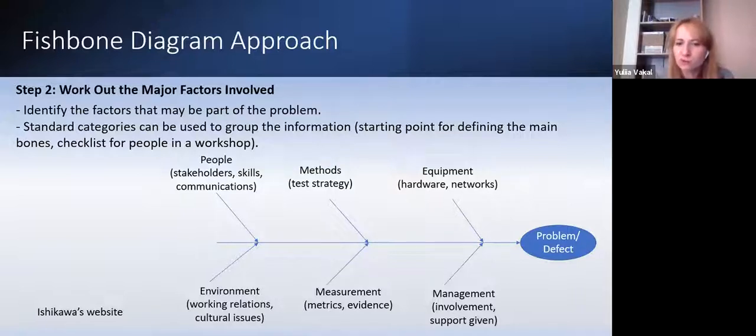Management, who is involved. Measurements, metrics. Methods, for instance, test strategy or any kind of strategies. People, who, stakeholders, skills, communication. Environment, working relationship, and cultural issues. So that's one of the frameworks, one of the sets of categories. You could have a different one in your organization. If you don't have it, you could use one of the standard categorizations.